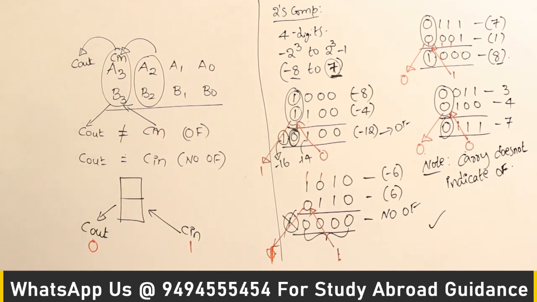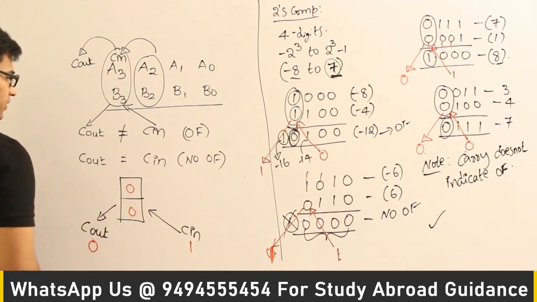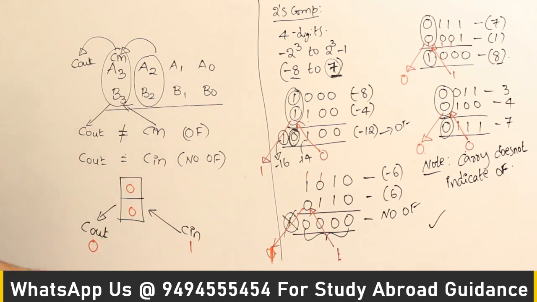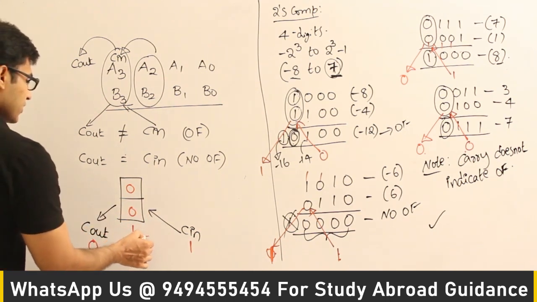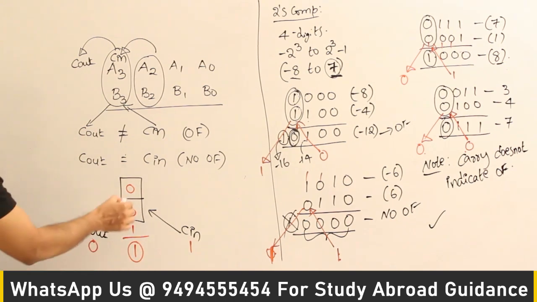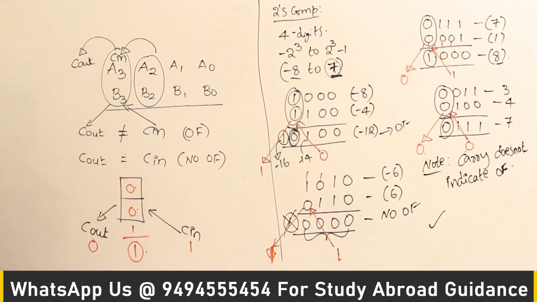This is possible only when these two are 0 and 0, right? If these two are 0 and 0, and if you are giving the carry as 1, what does it mean? Then the most significant bit of the result will be 1 and the carry will be 0. What does it mean? We are adding two positive numbers and the result is negative. That is why there is overflow. I hope you understood this case, right?